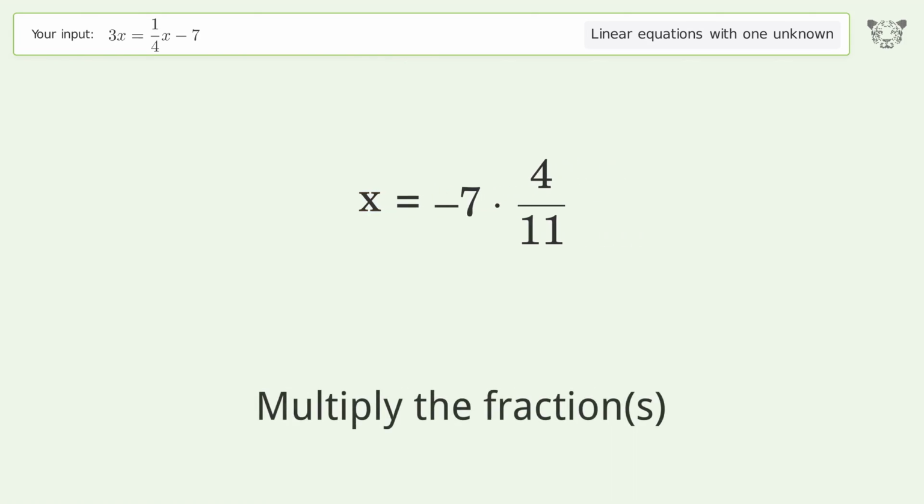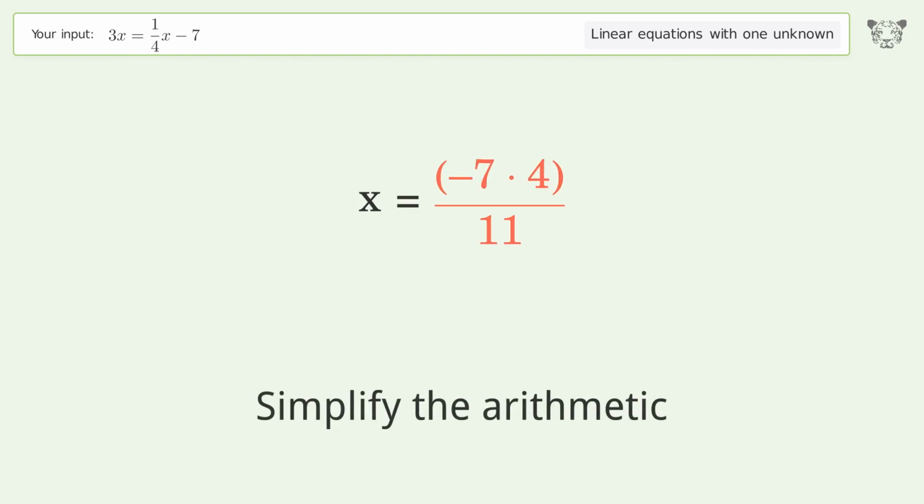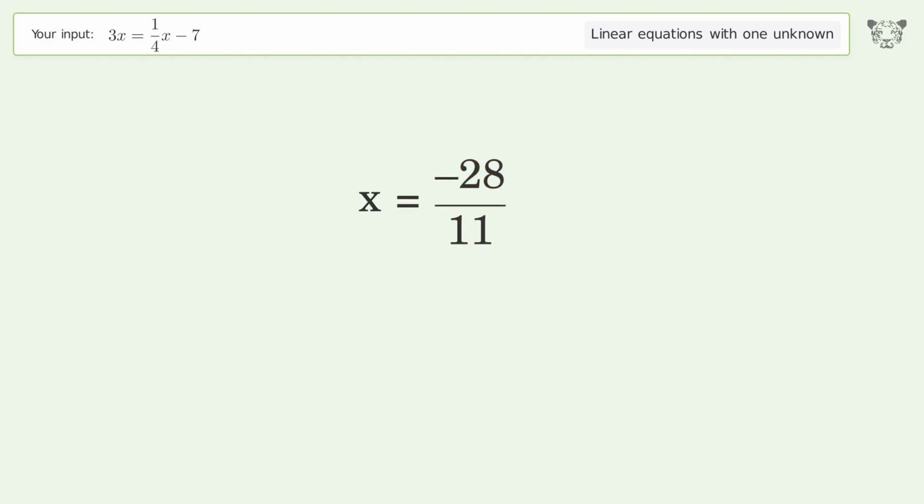Multiply the fractions. Simplify the arithmetic. And so the final result is x equals -28/11.